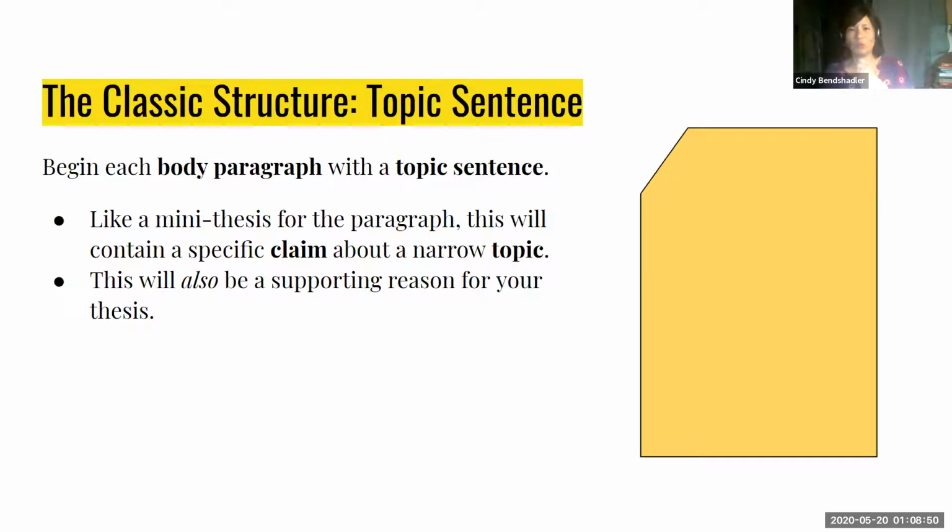It's also a supporting reason for your thesis. So if you are talking about pineapples on pizza, it's a reason why you think pineapples belong on pizza, or it's a reason why you think they don't belong on pizza. And so it's one of those more narrow supporting ideas.